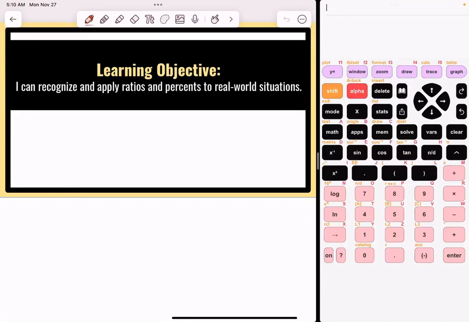Today, as we start Unit 4, which is our linear functions unit, we are going to start by having this pre-lesson where we are going to learn how to recognize and apply ratios and percents to real-world situations. This is stuff that we have learned in years past in other math classes, but we just want to review it real quick so we could use these skills throughout this unit.